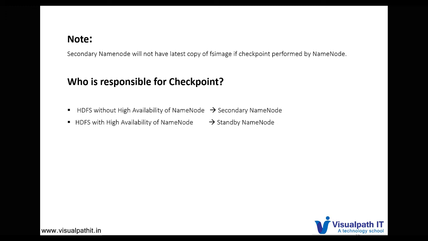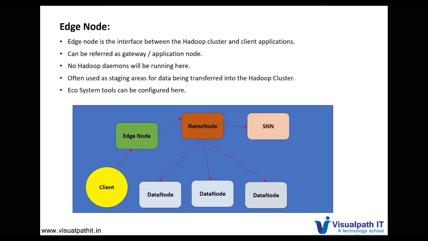Then let us see the other one, the edge node. What is meant by edge node? Edge node is the interface node between the Hadoop cluster and client applications. It can be referred to as a gateway or application node. No Hadoop daemons will be running here. It is often used as a staging area for data being transferred into the Hadoop cluster.